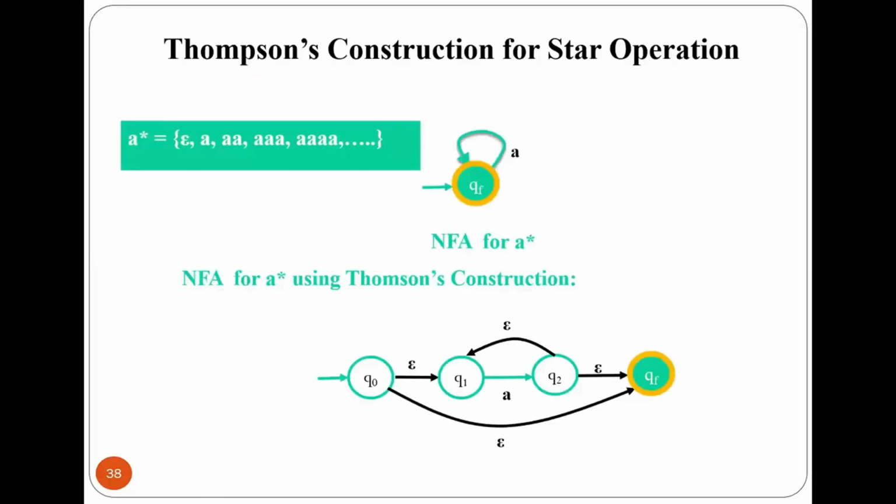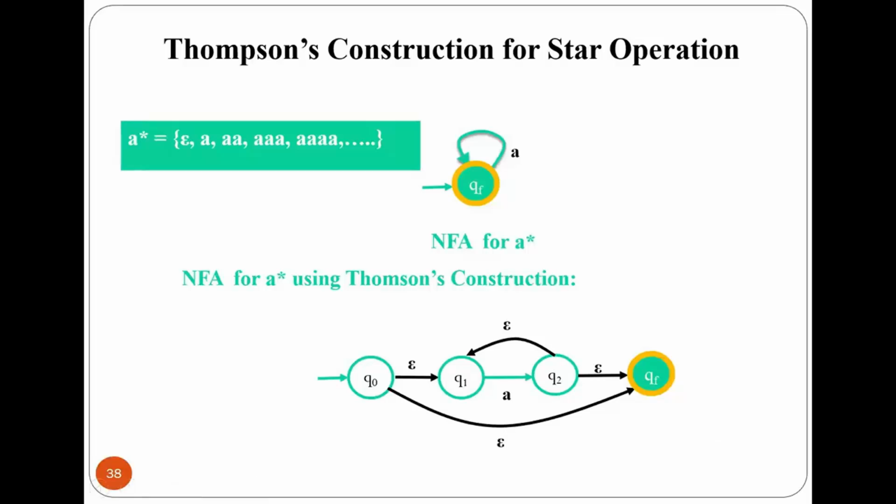construction. If I talk about A star, the simple machine will be of the type mentioned over here, that is just a single self loop on QF, which is serving as a start state as well as final state. But if I talk about Thompson's for A star, then I compulsorily have 4 epsilon moves. One is from Q0 to Q1, another is from Q2 to QF, there is a direct move from Q0 to QF, and there is a reverse move from Q2 to Q1.